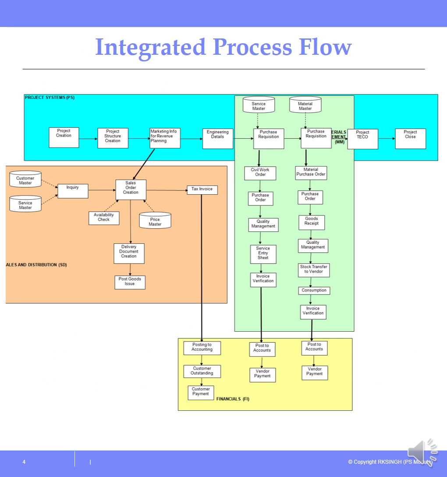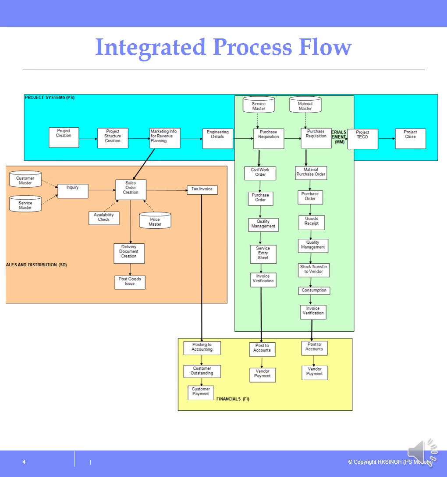This is a very important process flow because it gives you a clear picture about the linkages of different modules like PS, MM, sales and distribution, and finance. The flowchart shows the full life cycle from creation of the project to closure, and the procure to pay cycle. You can see that blue activities are in the PS module, green in MM, yellow in FI, and orange in the sales and distribution module.